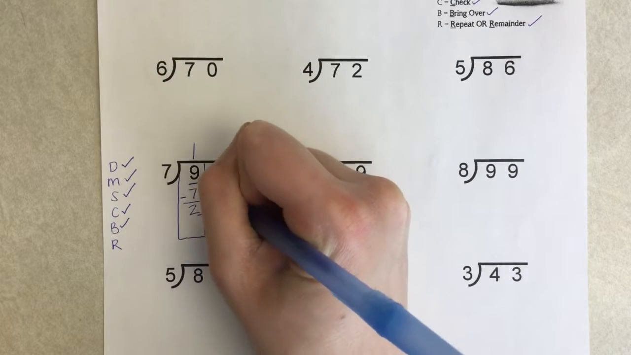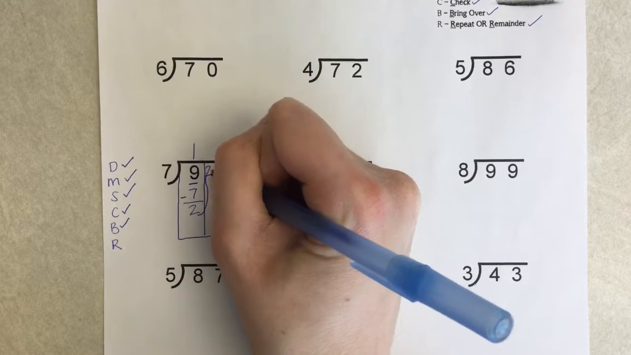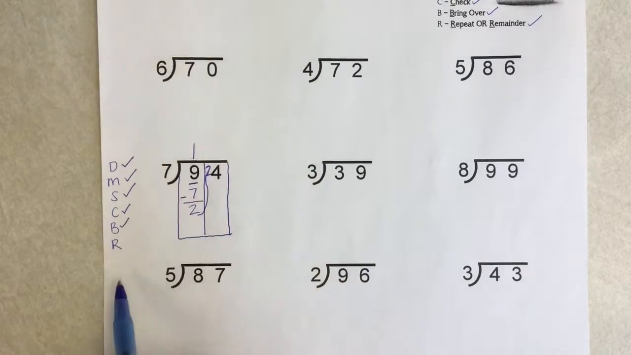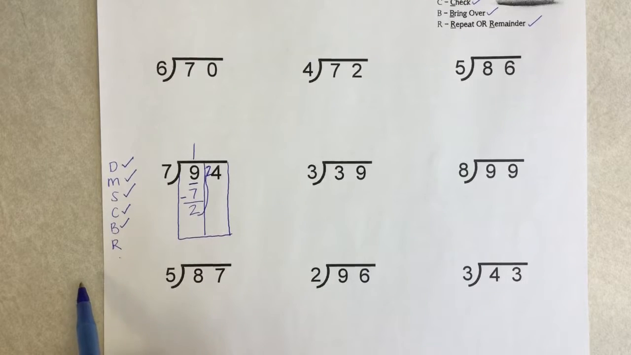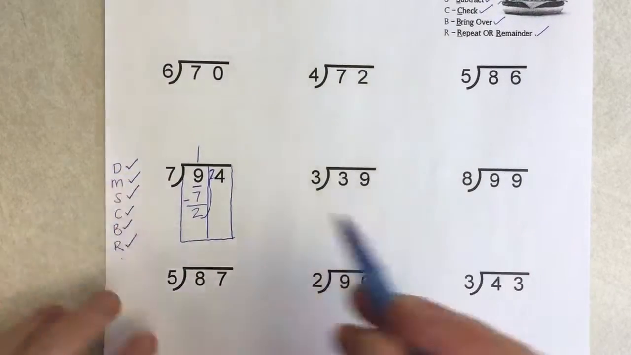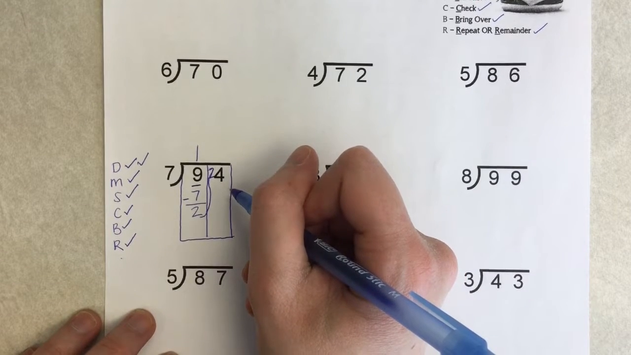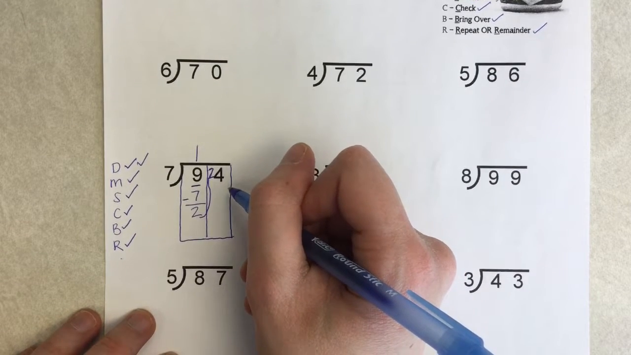So I'm going to put this 2 up here. And there's still a spot in the quotient. I still have more numbers. So when I get to R, I either need to do my repeat or remainder. Since there's still another spot in the quotient, then I repeat. And I start back at the beginning where I determine. So 7 times what is going to get me close to 24 without going over?